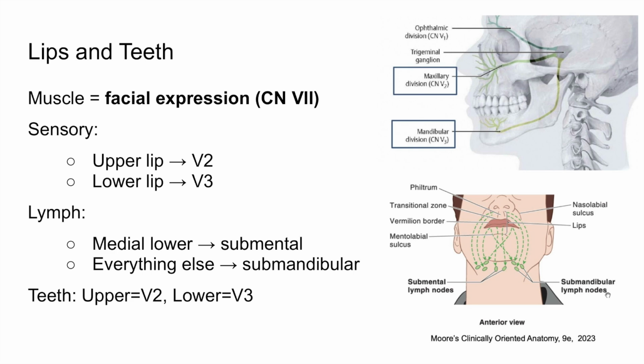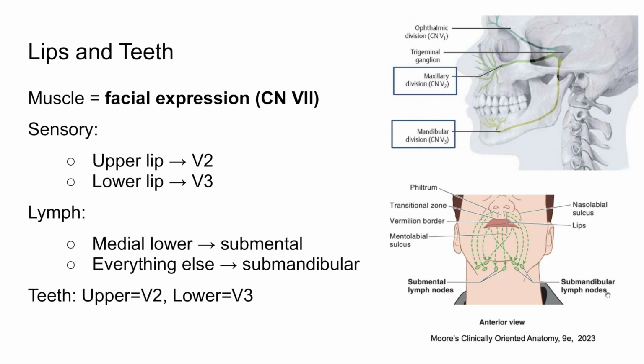Now, switching to sensation, that's completely different. The lips follow the trigeminal map. So the upper lip is going to be V2, the maxillary division, and the lower lip is going to be V3, the mandibular division. So a clean horizontal split across the mouth. Same applies to the teeth. The upper teeth are going to be V2, lower teeth are going to be V3. If they ask about dental pain localization, that's kind of what they're probing at.